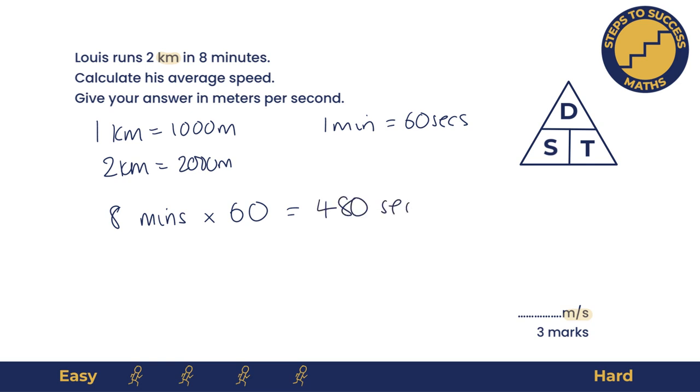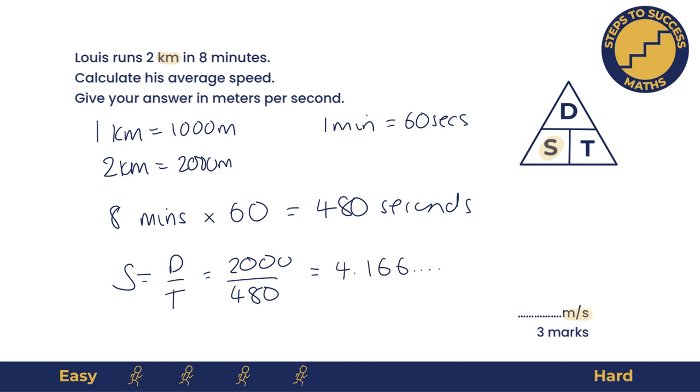Now let's work out the average speed. Speed equals distance over time. Distance is 2,000. Time is 480 seconds. 2,000 divided by 480 is 4.1666. And then if we round that so it looks sensible, we've got 4.17 metres per second.